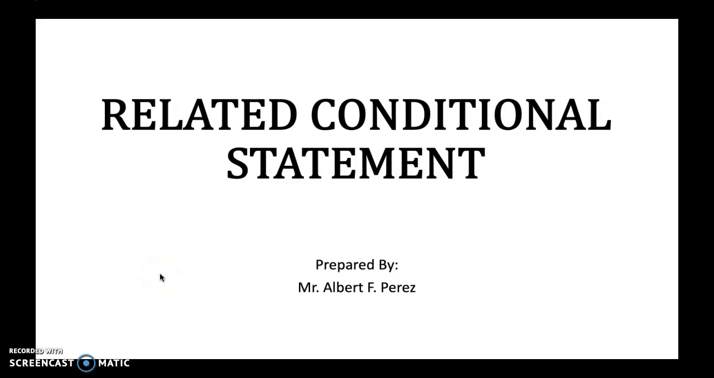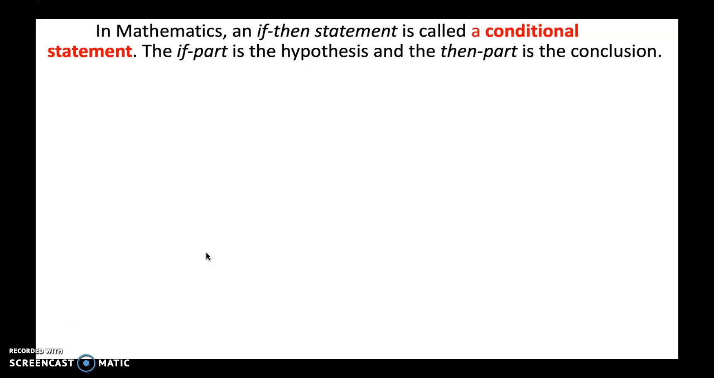Related conditional statements. First, let's define what is a conditional statement. In mathematics, an if-then statement is called a conditional statement. The if part is said to be the hypothesis, and the then part is said to be the conclusion. We have three related conditional statements: the converse statement, the inverse statement, and the contrapositive statement.